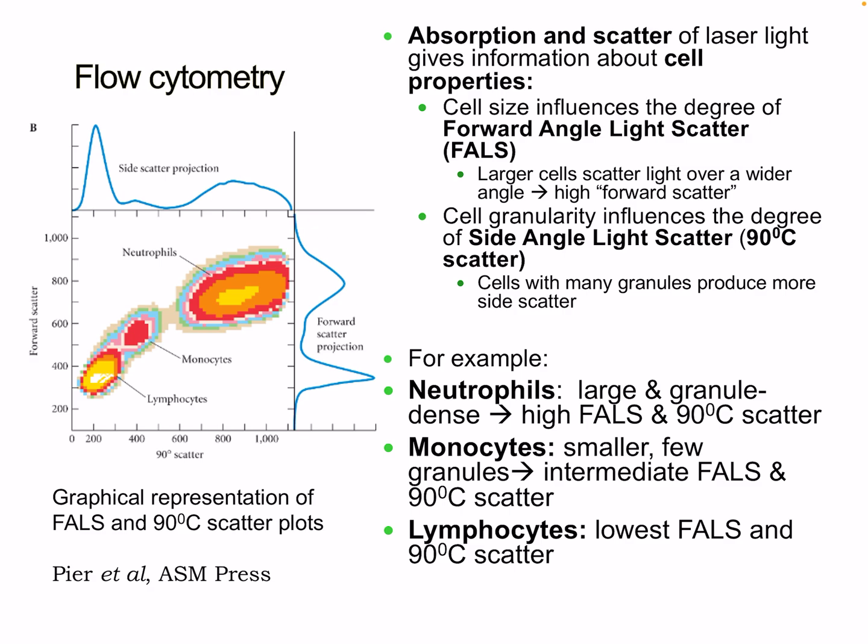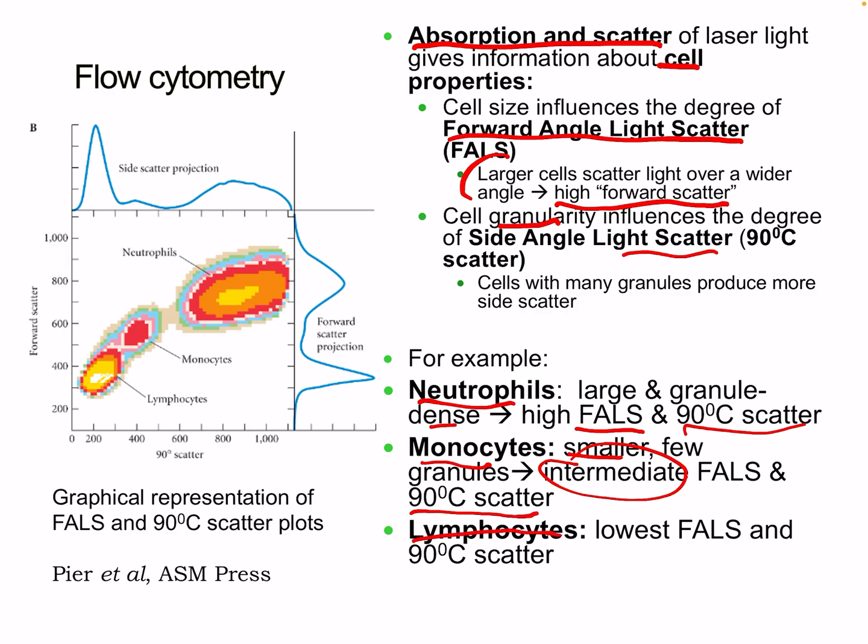So we have absorption and scatter of laser light giving more information about cell properties, like I said. Cell size influences the degree of forward angle light scatter. Again, larger cells create a high forward scatter. Cell granularity affects the side scatter. So for example, neutrophils are large and granule dense, so they have a high FALS and a 90-degree scatter. Monocytes are smaller and have few granules and have an intermediate level of FALS and 90-degree scatter, where lymphocytes have the lowest FALS and 90-degree scatter. So again, here we can see we're on a scale, our 90-degree scatter and forward scatter. With neutrophils being the densest and largest, they have the greatest forward scatter, like we see here, and then again we see intermediate and then low.